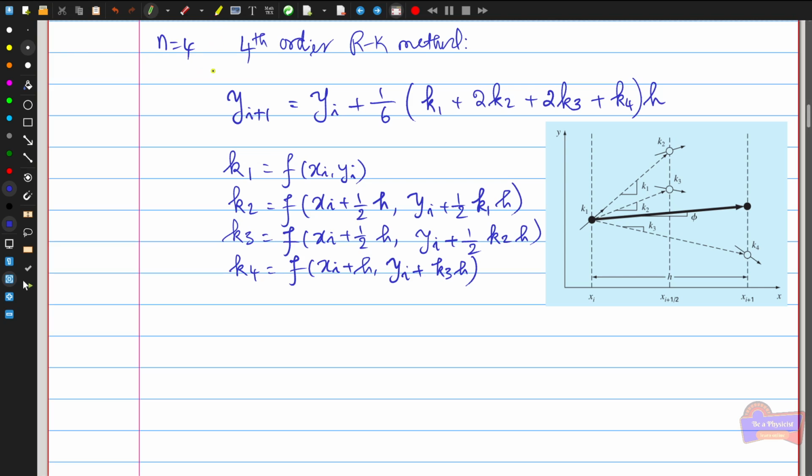So now, using this fourth order Runge-Kutta method formula, we can solve the differential equation. I will illustrate one of the examples to solve a differential equation using the fourth order Runge-Kutta method.